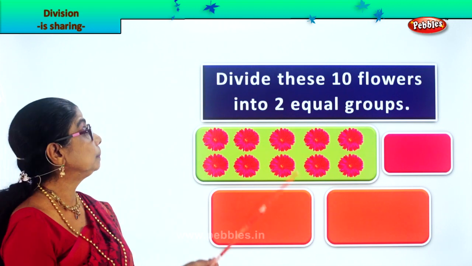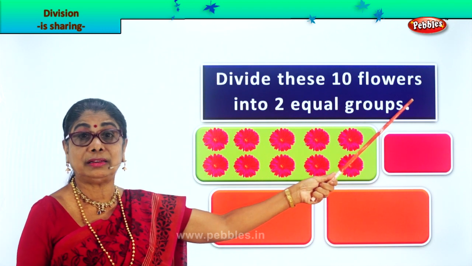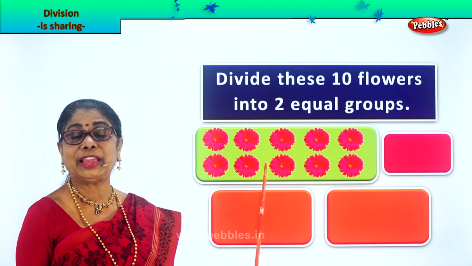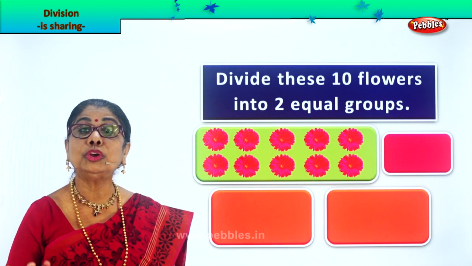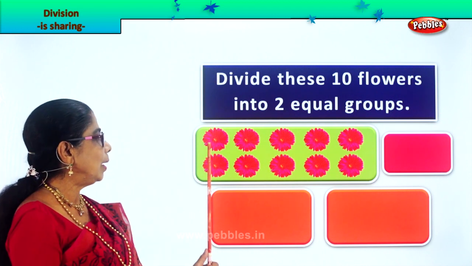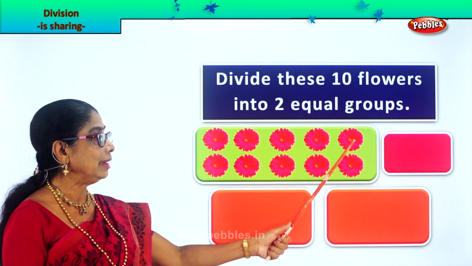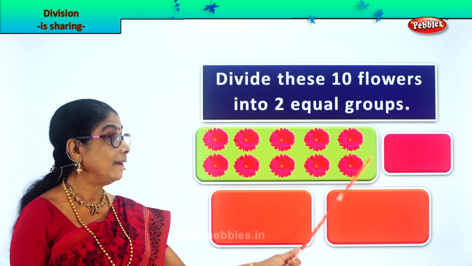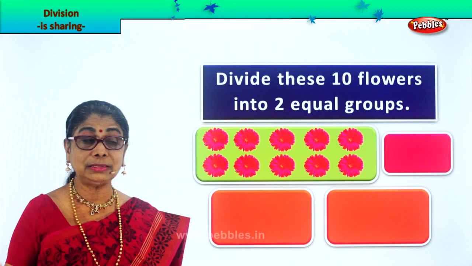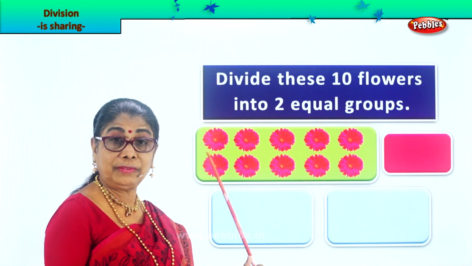Read together. Divide these 10 flowers into 2 equal groups. So we are given 10 flowers. We have to make 2 equal groups. Yes? 1, 2, 3, 4, 5, 6, 7, 8, 9, 10. There are 10. 5 in this row and 5 in this row. In one row we have 5, another row we have 5.